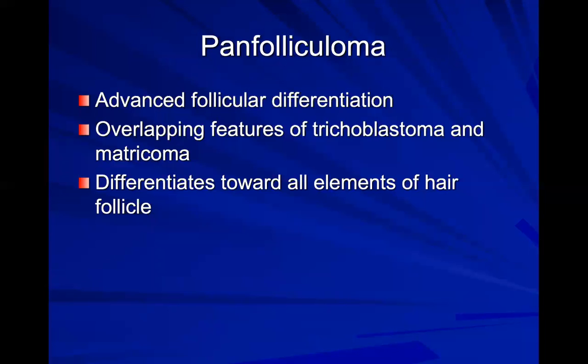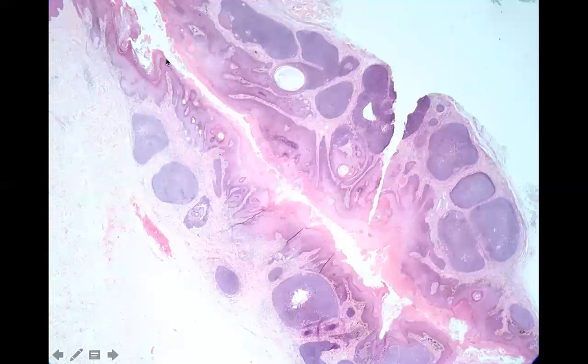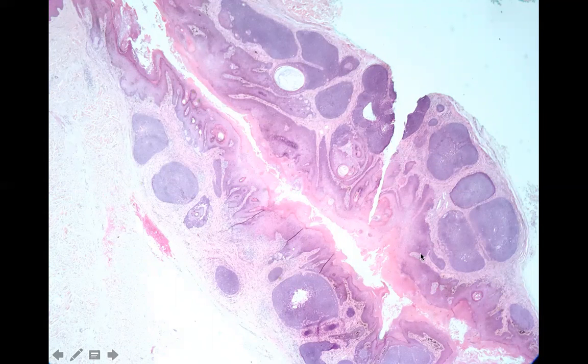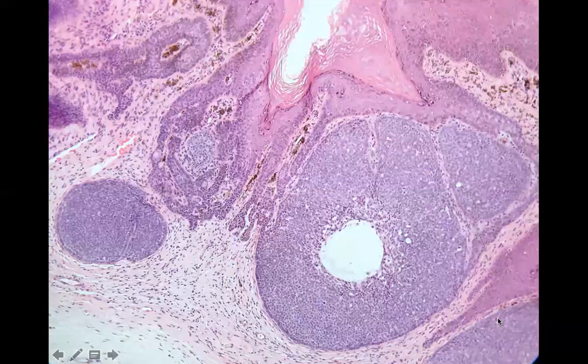So panfolliculoma, this name actually describes what this is. You could put it in the cyst category or in this follicular neoplasm category, but basically you have follicular differentiation and overdevelopment of all portions of the hair follicle, making it pan, right? You have some trichoblastoma, matricoma, you have overgrowth of the infundibular and isthmic parts. So here's the cystic portion of it. And then here's all the basaloid islands, that's the matrical part that's overgrown. But then you also have overgrowth of the infundibular, isthmic area. You might have a little bit of sebaceous differentiation here.